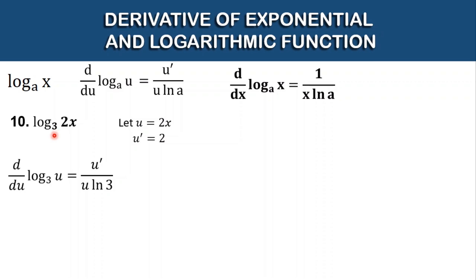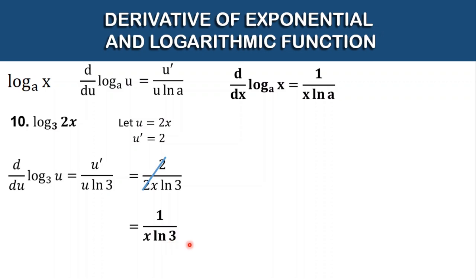And substitute na natin yung value ng ating u tsaka u prime. U prime is equal to 2. Then u is equal to 2x. That's why we have 2 over 2x times ln 3. So dito pwede tayo mag-cancel yung 2. And our final answer is 1 over x times the natural logarithm of 3.